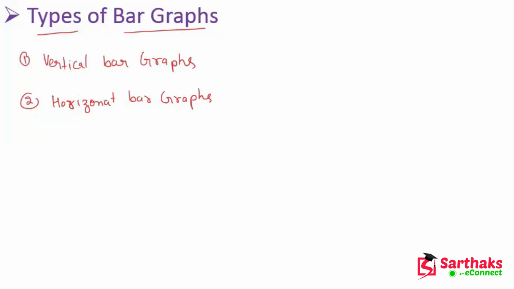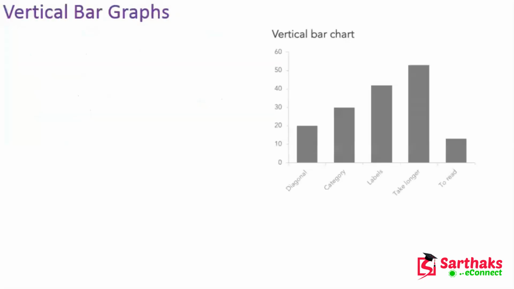Okay. Yes, so now let's see one by one. First of all, we are going to see the vertical bar graph. Now what is a vertical bar graph? When the grouped data are represented vertically in a group or chart with the help of bars. Here you can see that this is vertical, so we can say that this is the vertical bar chart or vertical bar graph.